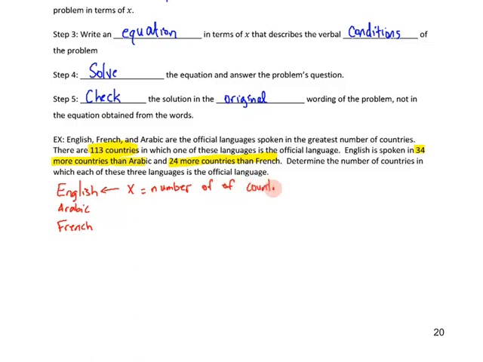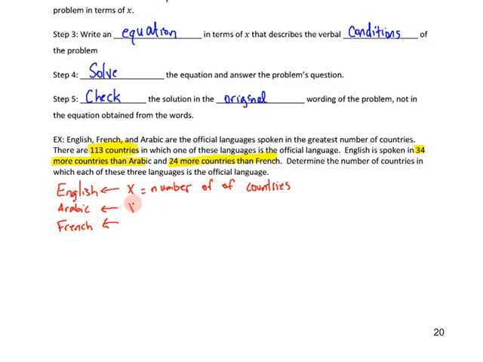Okay? Now let's try to come up with an expression, as it says up here in step 2, for the other two. Now what do we know? We know that English is spoken in 34 more countries than Arabic. Now "more than" usually means plus, but think about what this means. English has more than Arabic. In fact, 34 more. So how many does Arabic have?